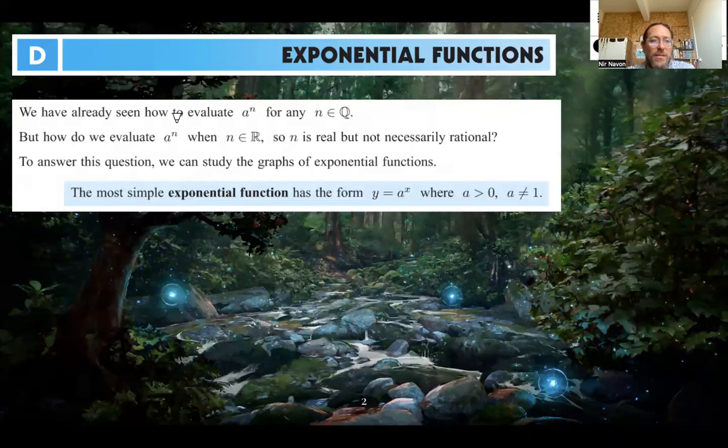Exponential functions. We have already seen how to evaluate a to the power of n for any n that is rational. How do you evaluate a to the power of n where n is irrational, where it's a real number? Let's see, we're using exponential functions for that.